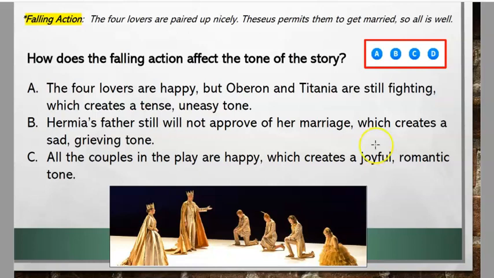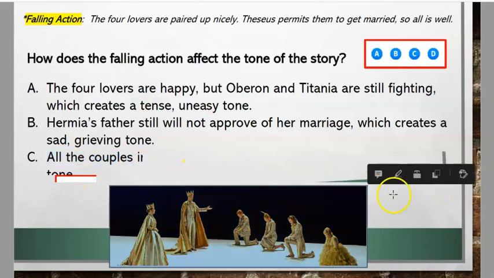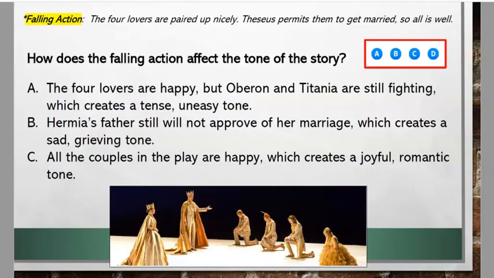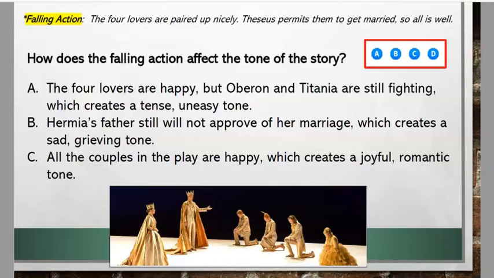Okay, if you said C, then you are correct.